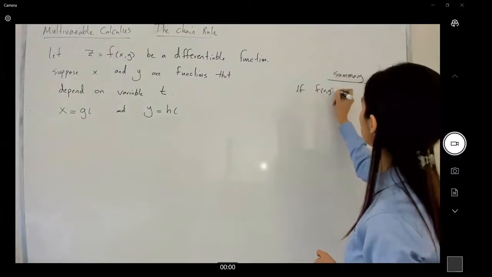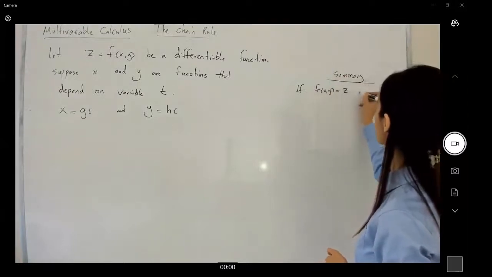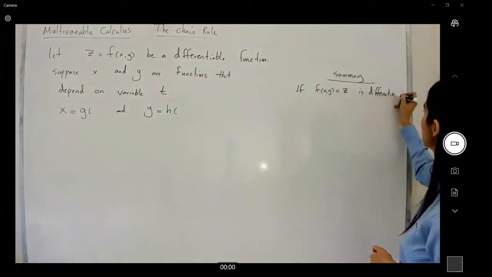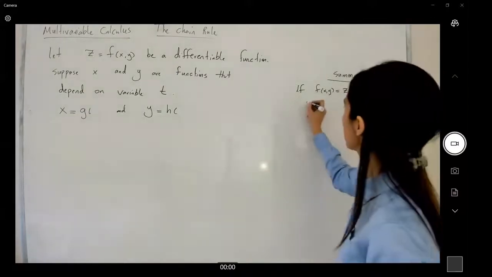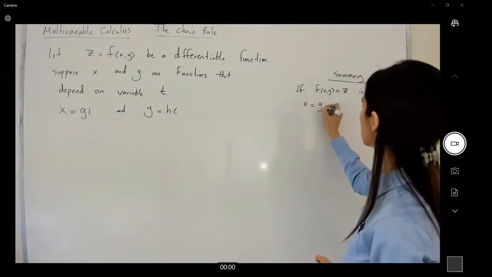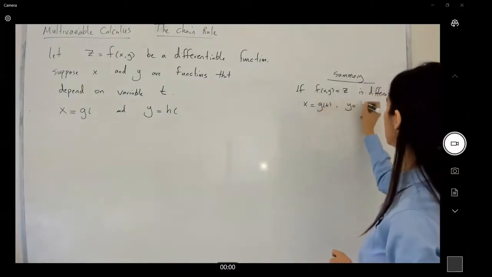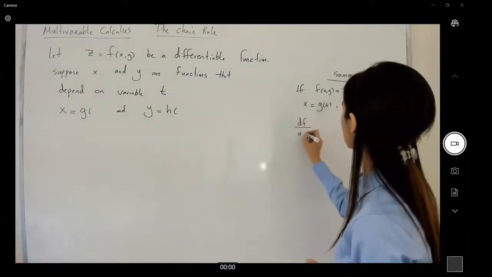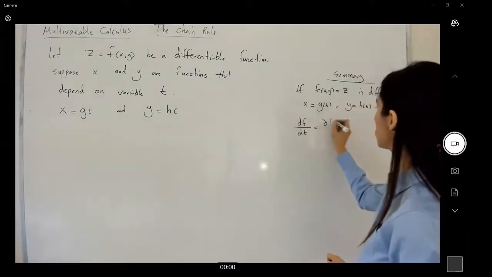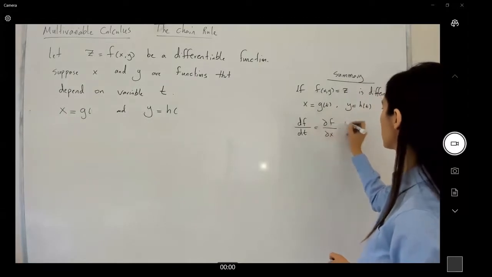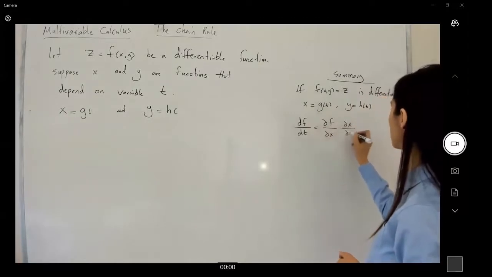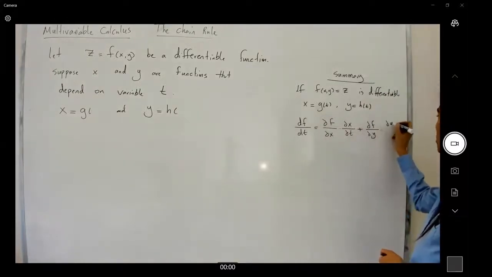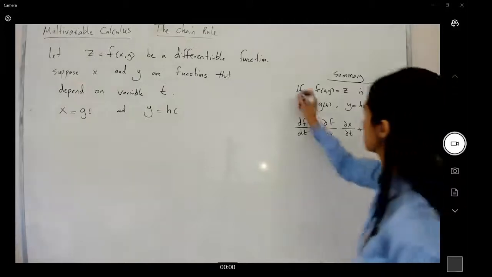If f of x and y, function z, is differentiable, and x is g of t and y is h of t, then the derivative of f with respect to t is defined as the partial derivative of f with respect to x times partial derivative of x with respect to t plus partial derivative of f with respect to y times partial derivative of y with respect to t.